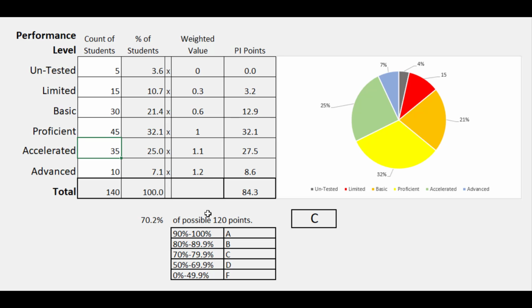And the calculations on the local report card keep the maximum at 120, and they take the percentage of the total points earned. On the local report card, you'll see a percentage of the points earned, and some of the reports that Buckeye Community Hope Foundation uses, as well as the GAP report, they use the actual performance index points. So in this case right here, 84.3 points is 70.2% of the total possible, which puts this score in the C range.